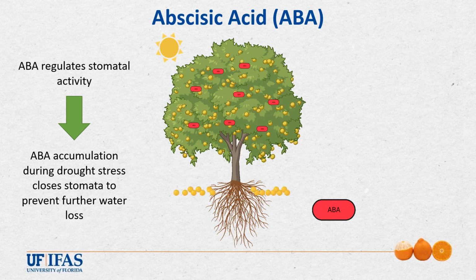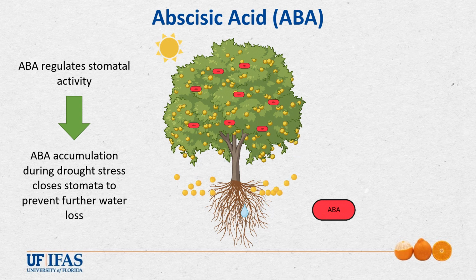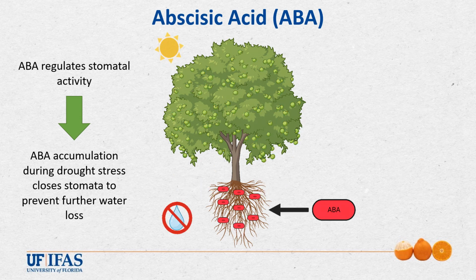ABA, although present in many organs, is known to accumulate in the roots during water deficit conditions. This accumulated ABA is then transported up to the canopy of the plant and then to the fruit, where the physiological responses occur that trigger abscission. It has been proposed that ABA's antagonistic relationship with gibberellic acid is another component behind pre-harvest fruit drop.